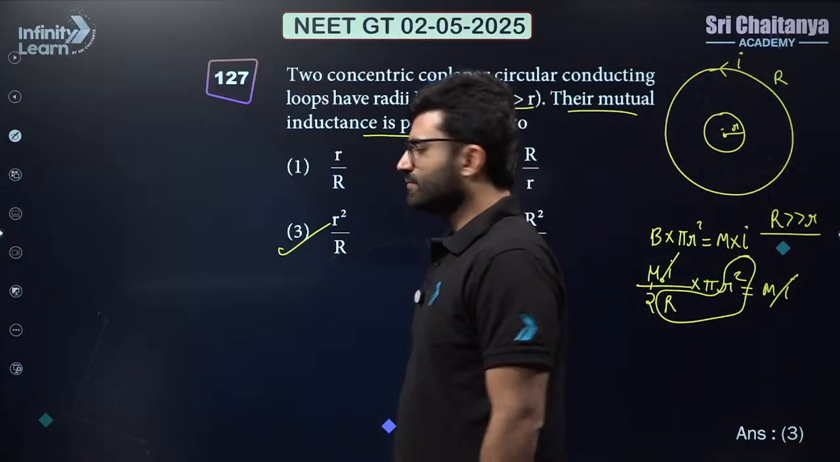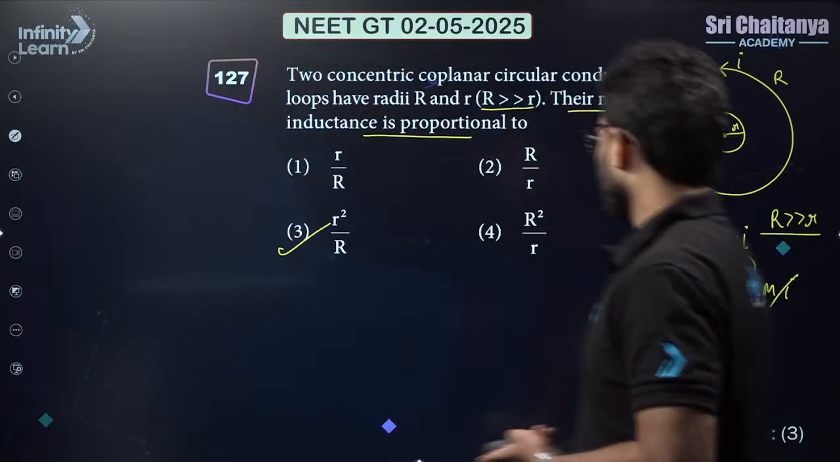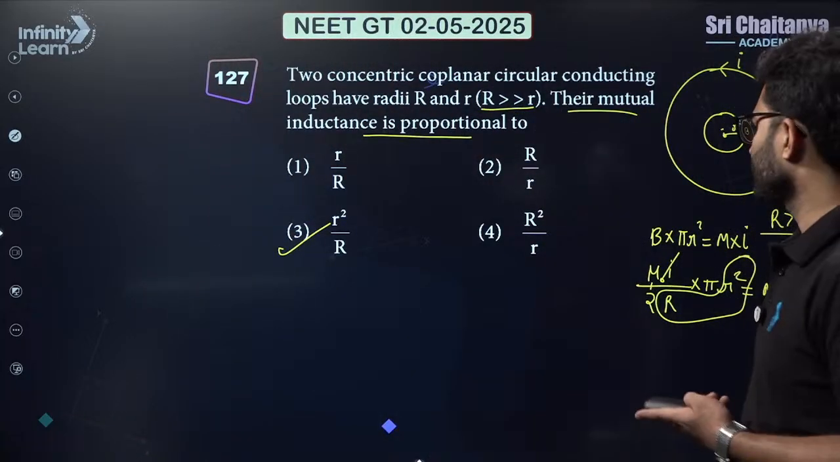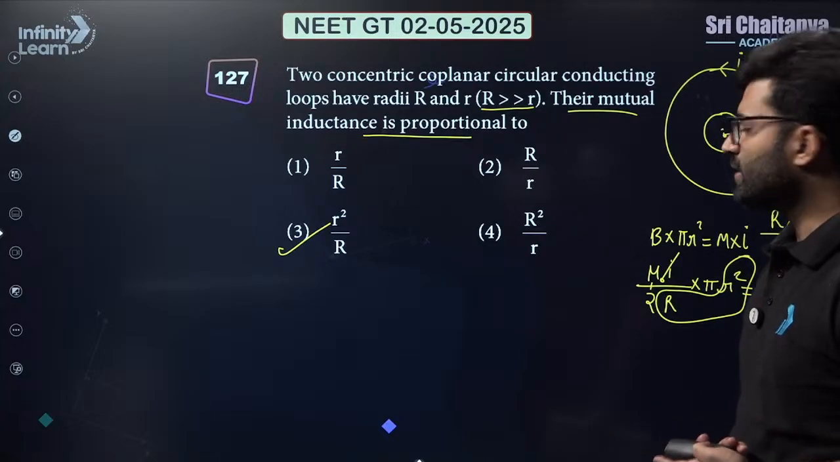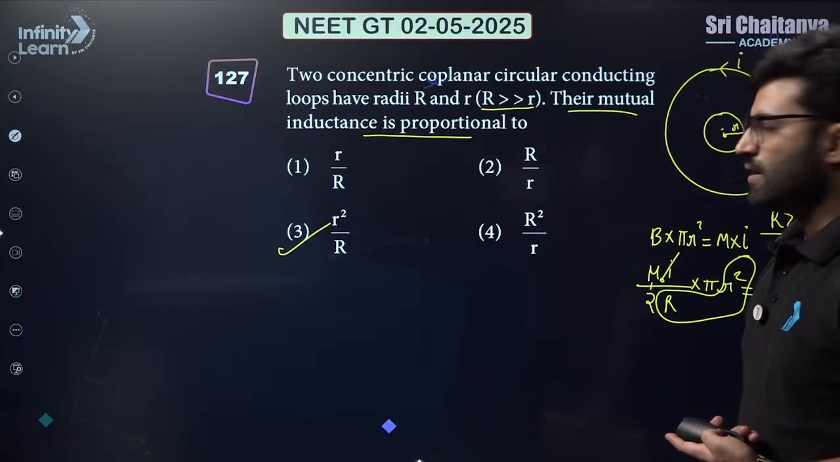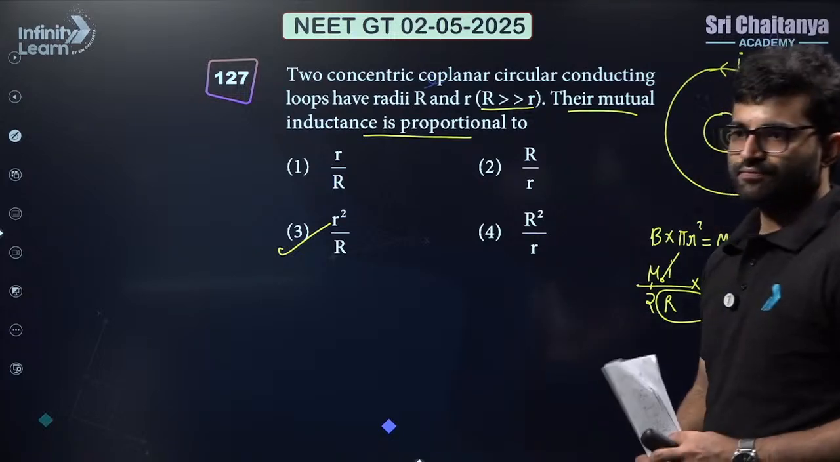Is that very, very clear? Small r square by capital R. Yes, that is option C. No, Ashish, D is wrong. It is not capital R square by small r, it is small r square by capital R, because we are calculating the flux change here. Understood?